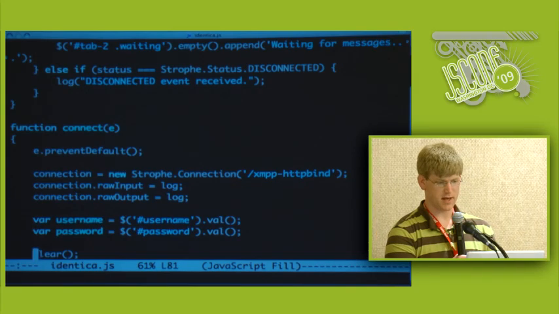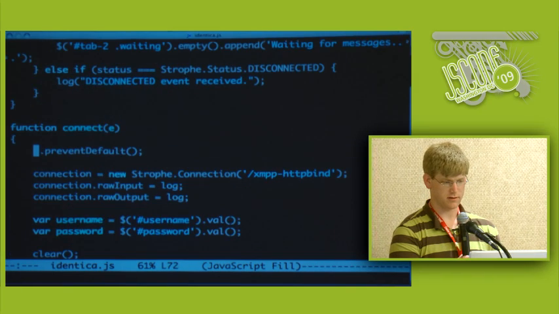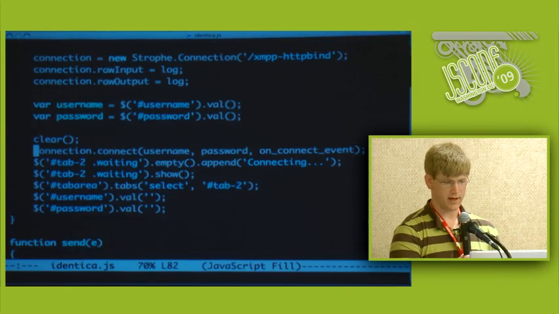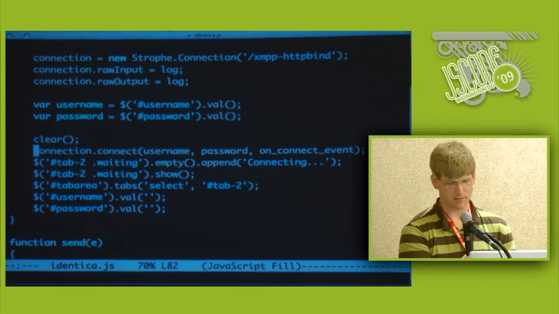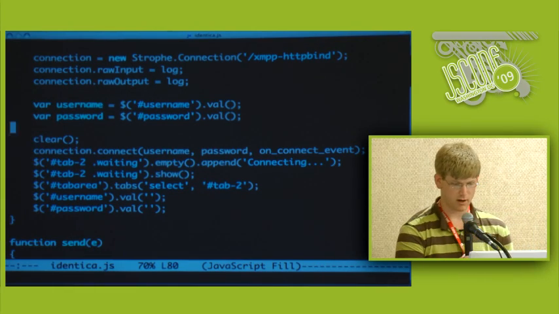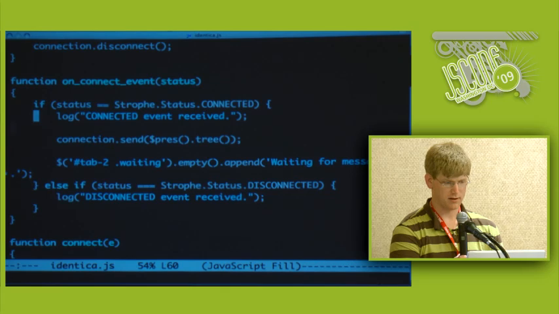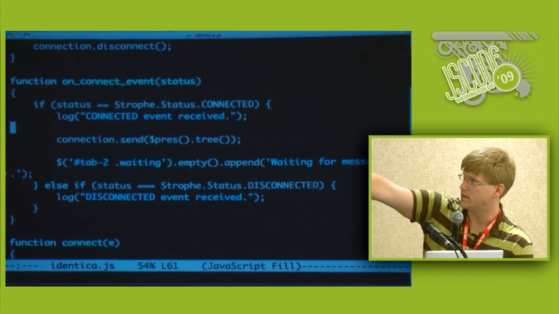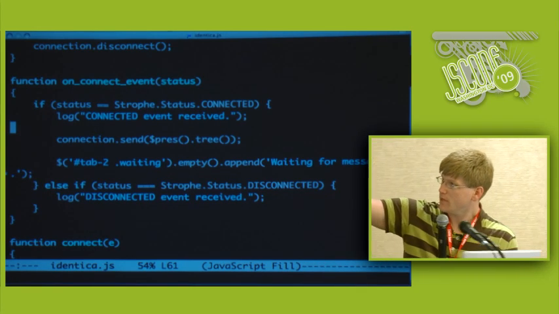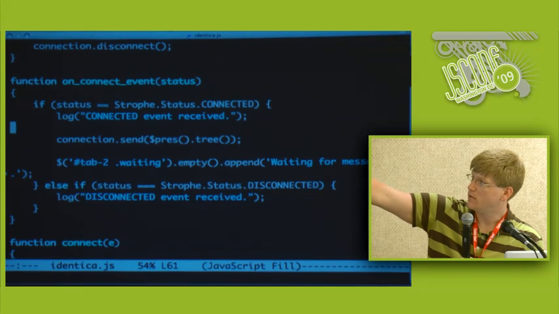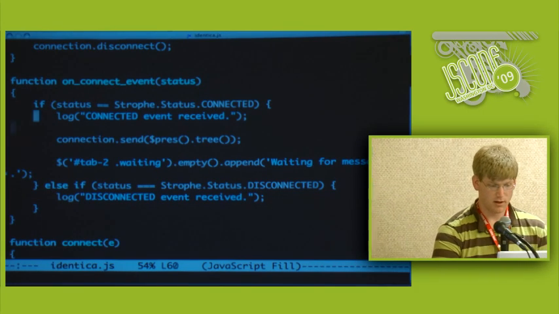So we have almost the same thing in the connect function. When we call connect, we set up the connection in the same way, except now we have a full username and password. We call onConnect as the callback. When we connect, we send initial presence, and we write that waiting for messages thing.